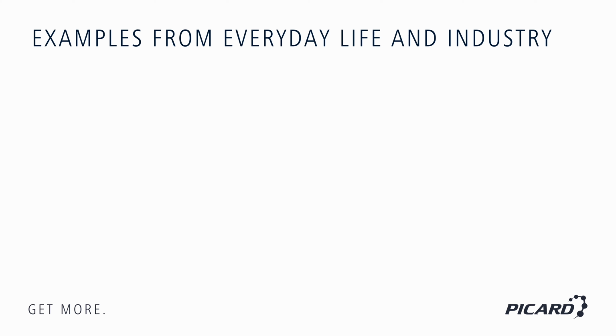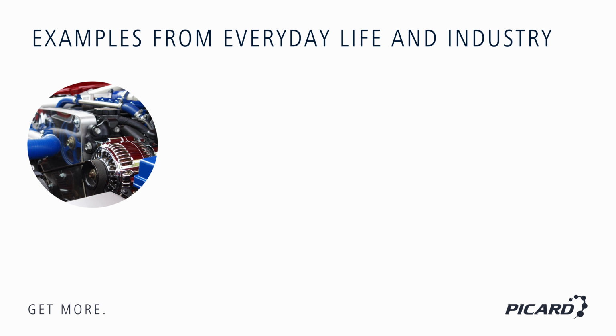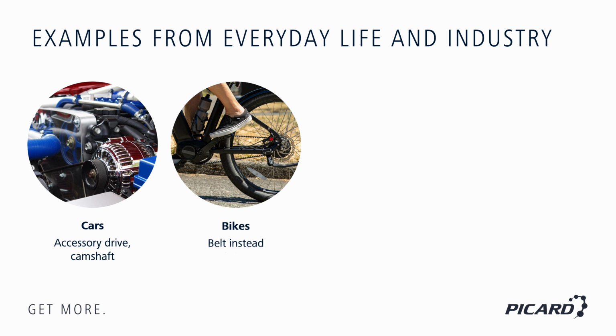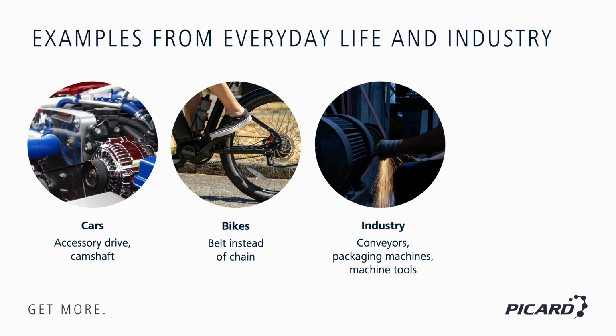Belt drives are all around us. In cars, they drive components like the alternator, water pump, or air conditioning compressor. In bicycles and e-bikes, they're increasingly replacing chains, offering quieter operation, less maintenance, and longer service life. In industrial environments, belt drives are used in conveyor systems, packaging machines, and machine tools.